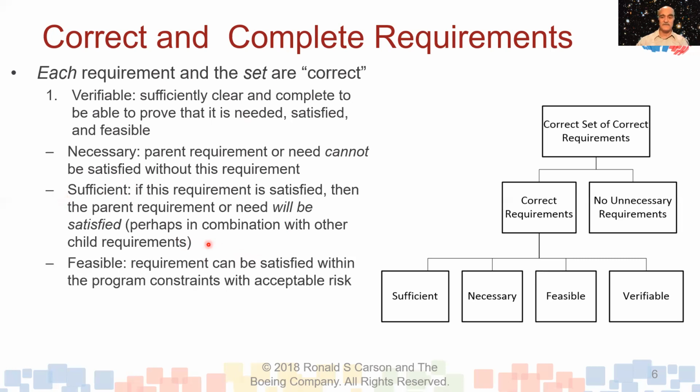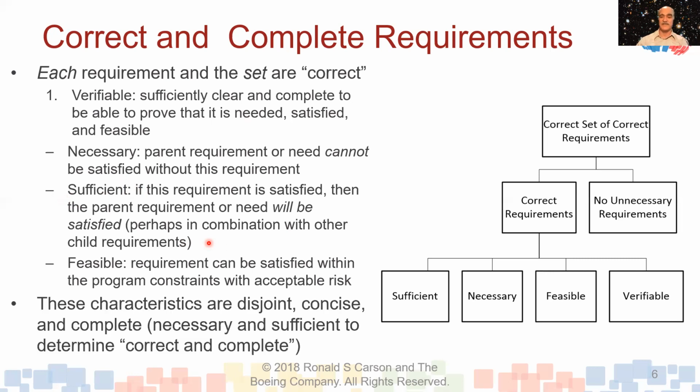And finally, the feasibility criterion: each requirement can be satisfied within the program constraints with acceptable risk. And these characteristics we assert are disjoint, they don't overlap, they are concise, and they're complete. That is, they're necessary and sufficient to determine that we have a correct set of correct requirements.